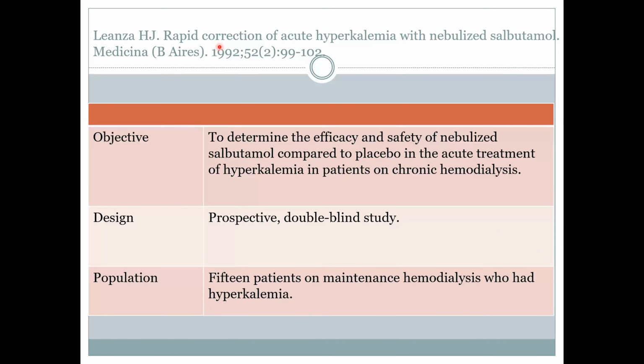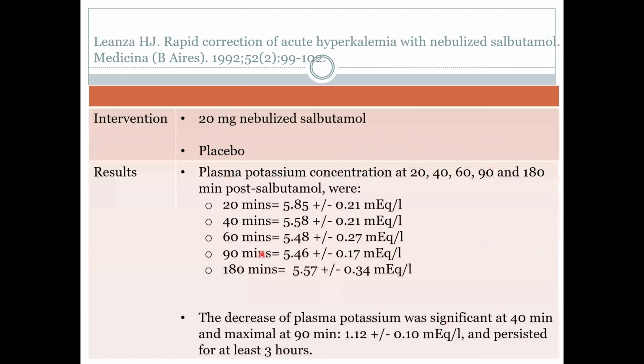1992. What they wanted to do was look at nebulized albuterol compared to placebo in patients with hyperkalemia, and they looked at this in 15 patients. This was a prospective study. They used 20 milligrams of albuterol and compared it to placebo, and they did a great job of breaking this down and showing the reduction of potassium at certain time intervals.